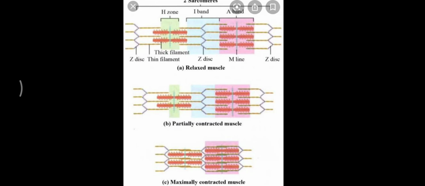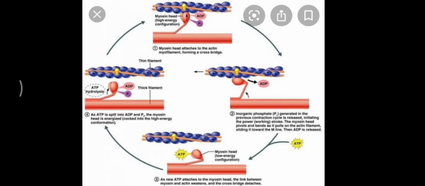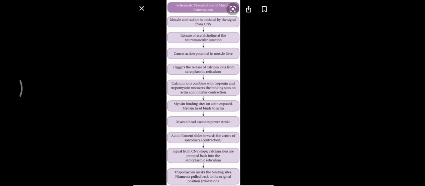The reverse steps are followed when the muscle needs to relax. That is, the cross bridges are broken down. As soon as the cross bridges break down, there is a release of calcium ions from the sarcoplasm, and they enter back into the sarcoplasmic reticulum. Again, the troponin covers the active binding site of myosin on the actin filament. So these are the reverse steps that follow when the muscle relaxes.